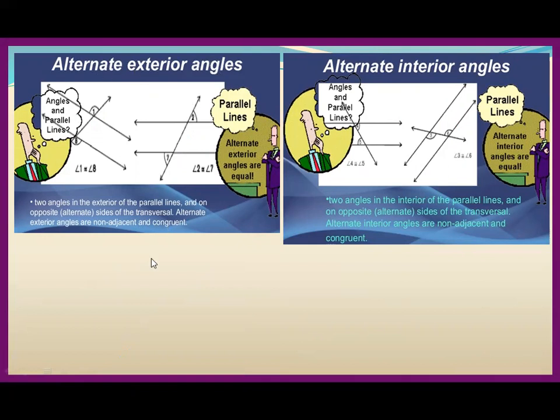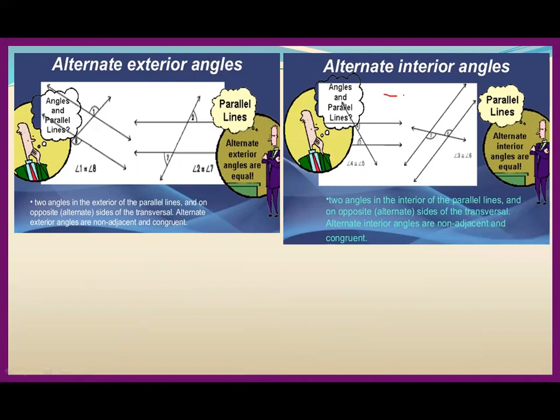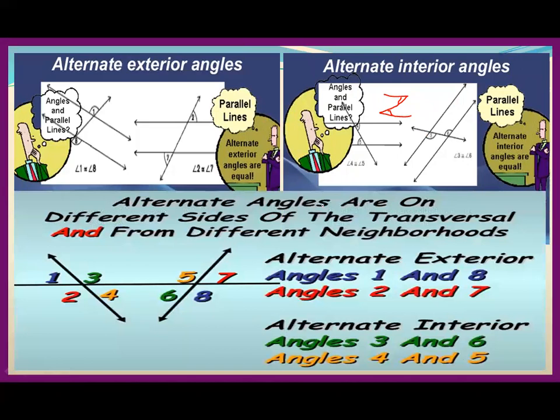So first one is alternate angles. Alternate angles are Z-shaped angles. So you know the alphabet Z. In Z you have two angles formed, so they are called Z-shaped angles. So alternate angles are Z-shaped angles, and for parallel lines, these alternate angles are equal. Alternate angles are on the different sides of the transversal and they are from different neighborhoods. One will be from the first neighborhood and the other one will be from the second neighborhood.